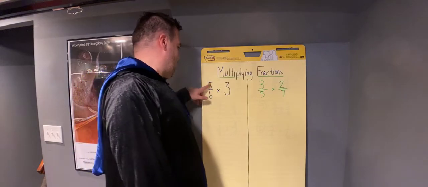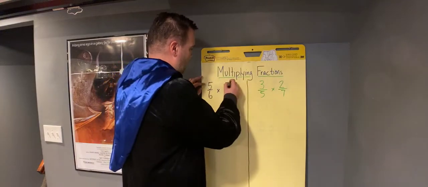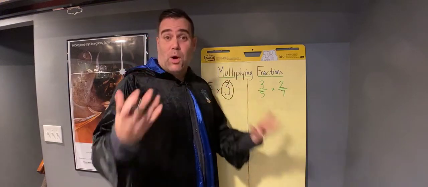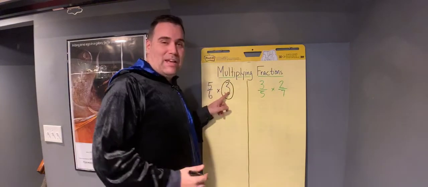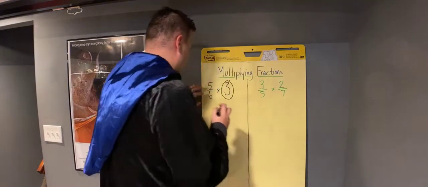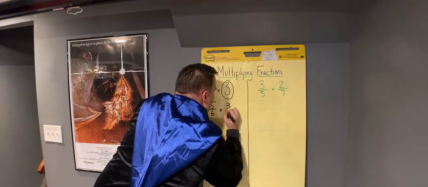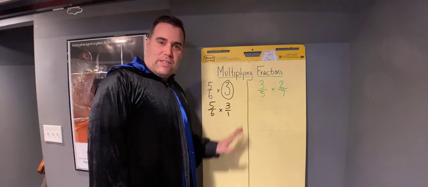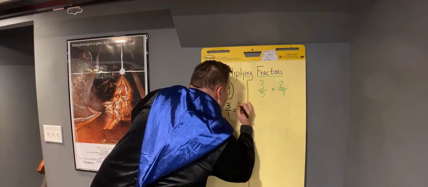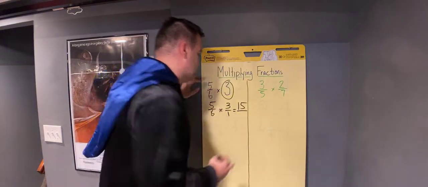I want to remind you, when we multiply a fraction by a whole number, the first thing we have to do is take the whole number and turn it into a fraction. Anytime we have a whole number that we want to write as a fraction, we simply take that number and make that the numerator and put it over the denominator of 1. So we're going to rewrite this as 5/6 times 3 over 1. Now, the next thing we're going to do is multiply the numerator by the numerator. So 5 times 3 is 15. And the denominator by the denominator. So 6 times 1 is 6.